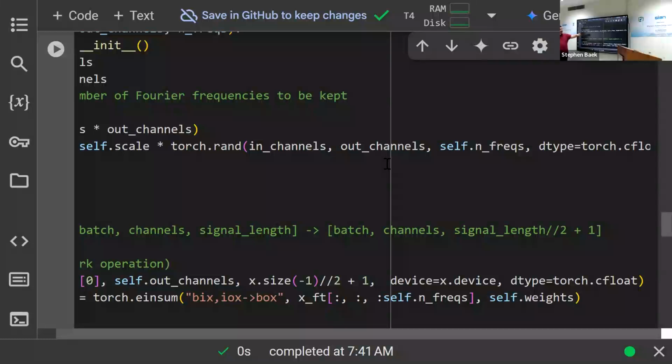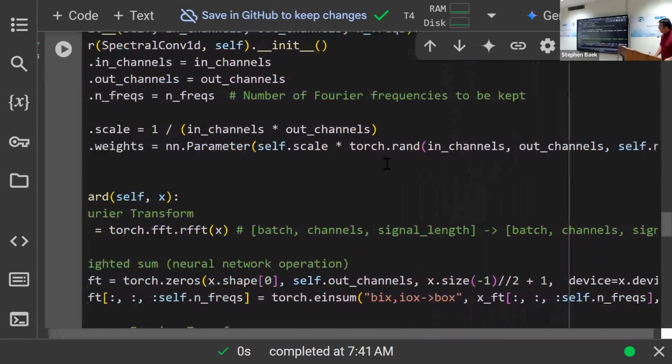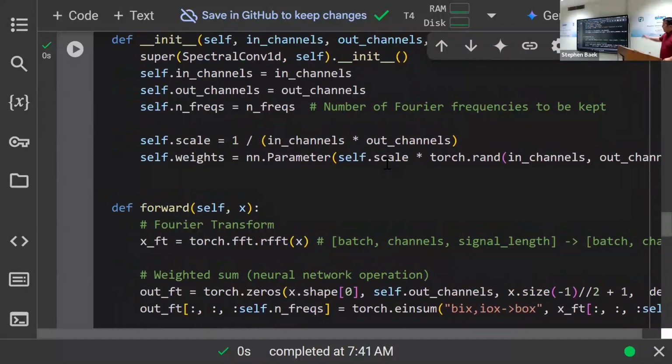When we initialize the learnable parameter, we randomly generate numbers of the size I by O by number of frequencies. That's what this torch.rand stands for. Now the scaling: remember the Glorot initialization and the He initialization, where the idea was to initialize the weights so that the variance of the input and the variance of the output are maintained pretty much the same. We talked about that already, and that initialization is essentially what's happening over here.